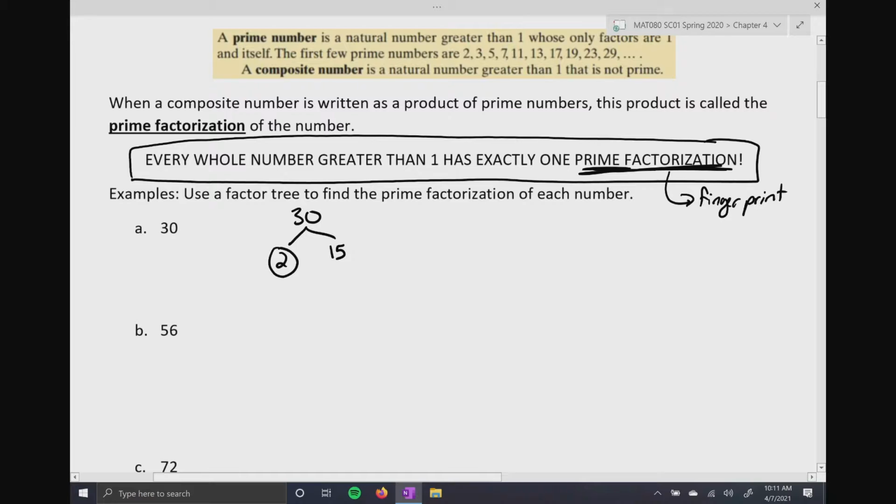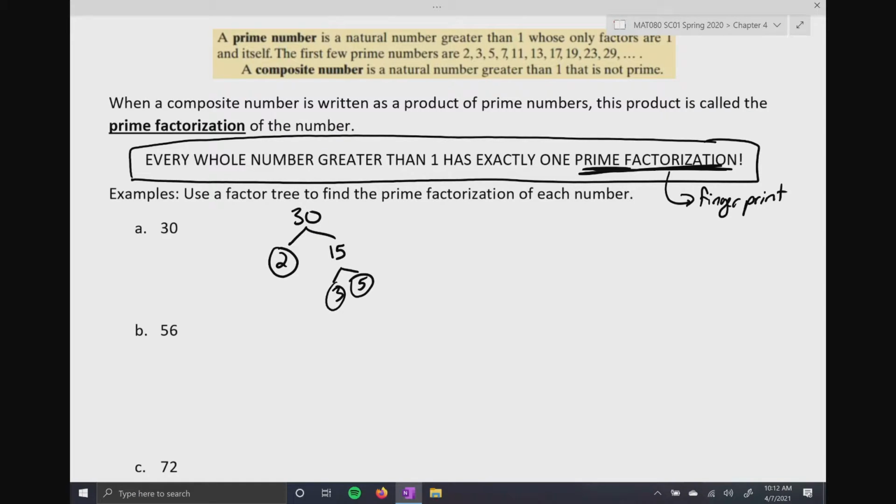That 15 is a composite number, which means I could break it down even further. Two numbers to get 15 are 3 and 5. Now, 3 and 5 are both prime, so I circle them. Notice, if I continuously break down these numbers, I will always arrive at prime numbers. And I know prime numbers are numbers whose factors are only 1 and the number itself.